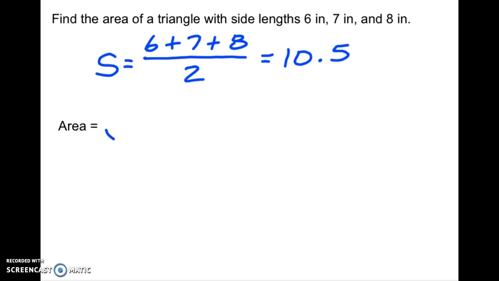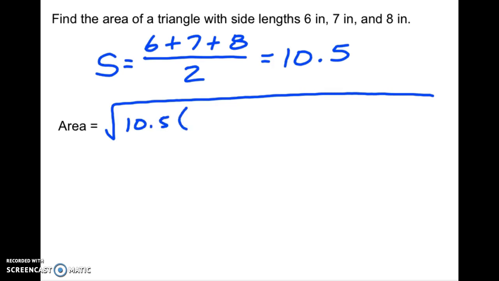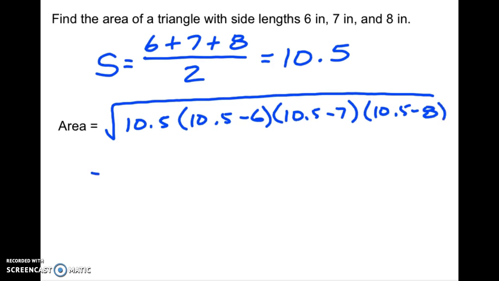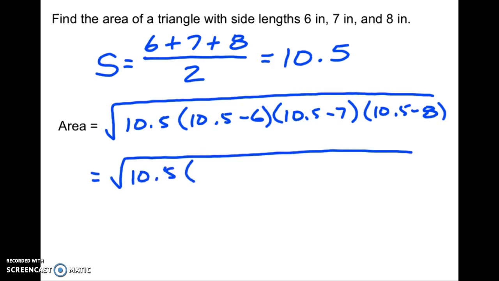It therefore means to find the area, it's going to be the 10.5, and then we got to do the 10.5 minus the 6, the 10.5 minus the 7, and the 10.5 minus the 8. Once again, you can either punch it in directly or you can subtract them. So the 10.5 minus the 6 would be 4.5, 10.5 minus the 7 would be 3.5, and 10.5 minus the 8 would be 2.5.